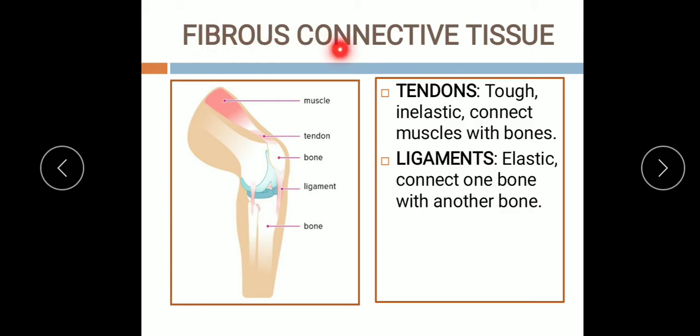Now next we will see the fibrous connective tissue. Fibrous, as is clear from the name, consists of fibers. It consists of fibers forming tendons and ligaments. Two types of fibers are there, tendons and ligaments. What are tendons? They are tough, inelastic fibers that connect muscles with the bone.